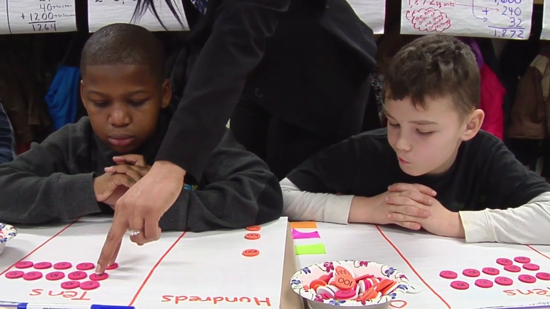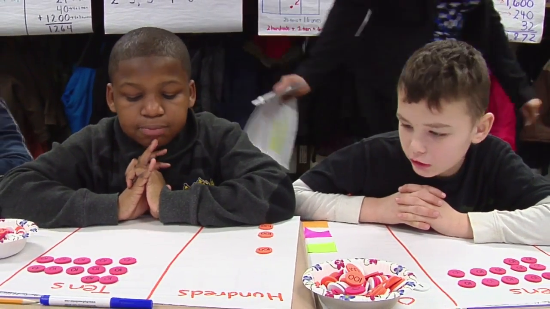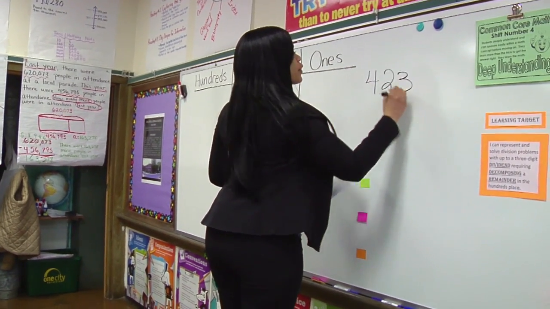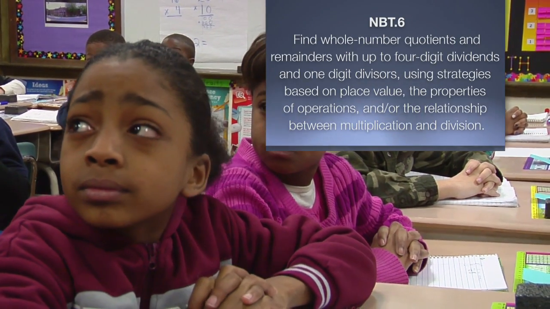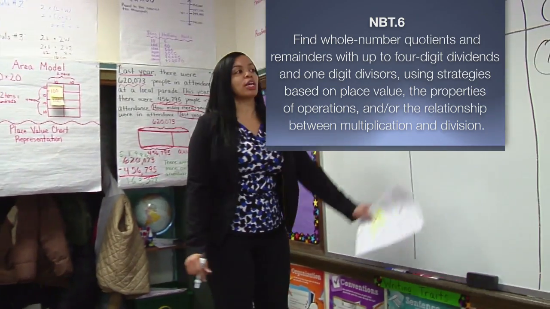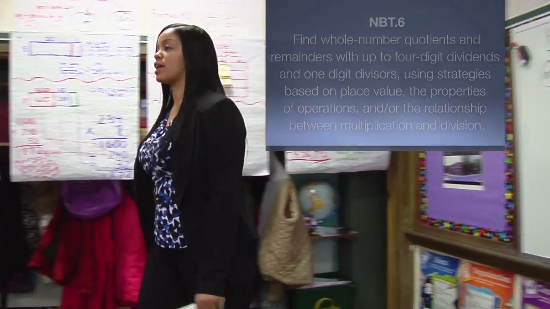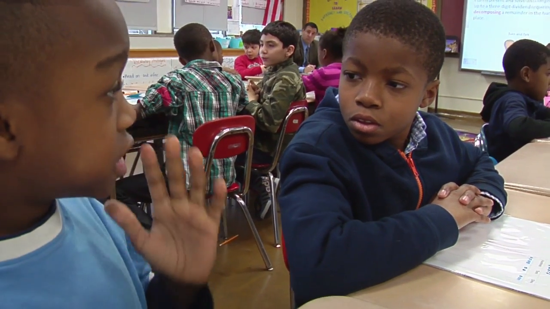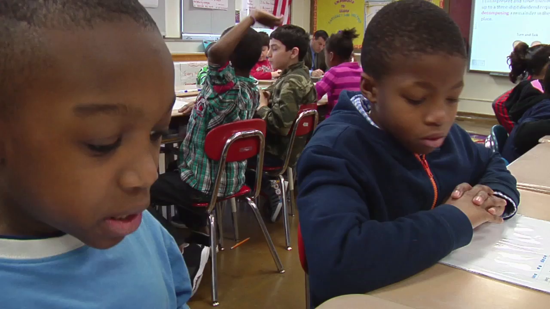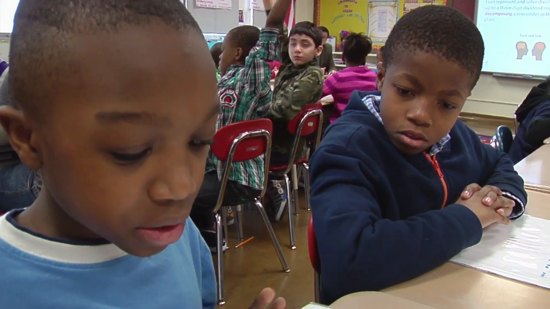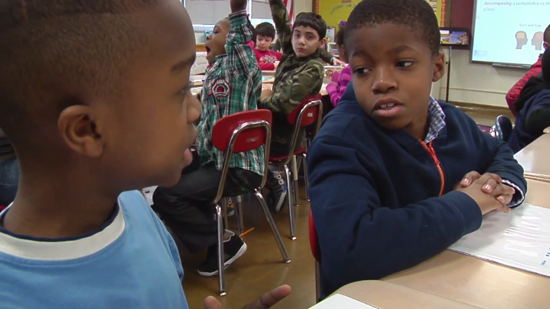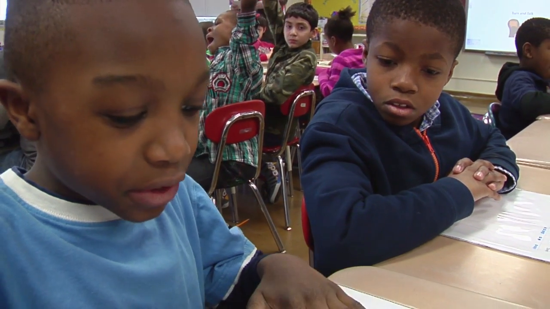I want you to display 423 divided by 3. Turn and tell your partner how many groups below should we represent. How many groups are we dividing 423 into? How many groups will we be writing right here? It is 3 groups because in the problem it's our divisor. So we're writing 3 groups right here.